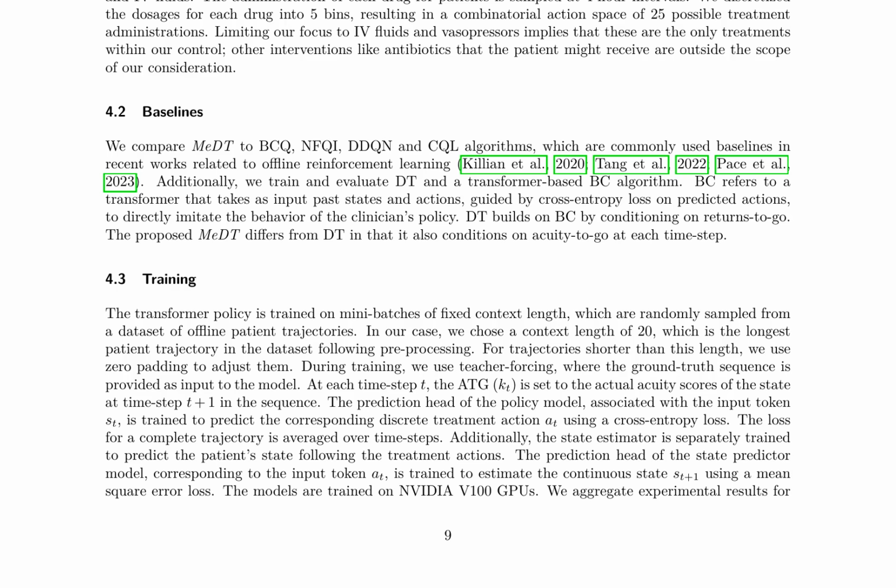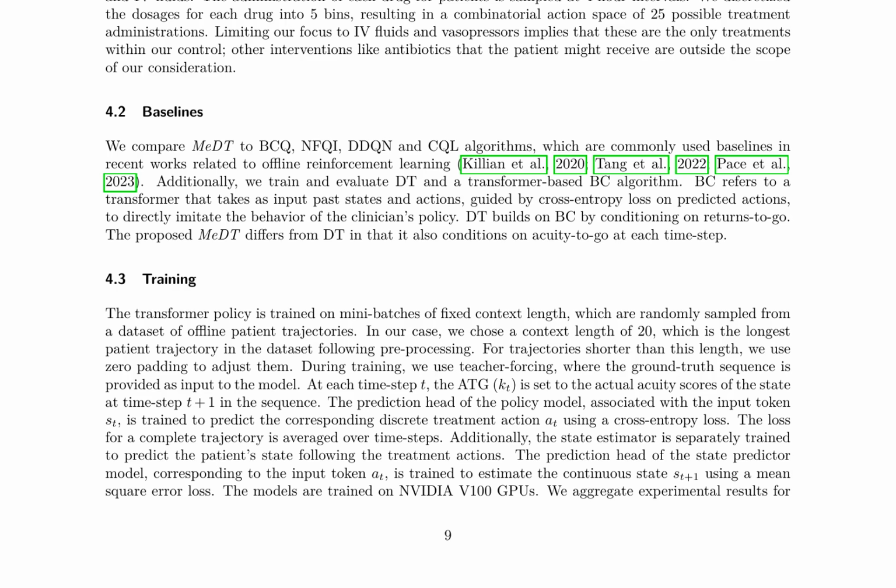The prediction head of the policy model is trained to predict the corresponding discrete treatment action using a cross-entropy loss. The loss for a complete trajectory is averaged over time steps. The state estimator is separately trained to predict the patient's state following the treatment actions. The prediction head of the state predictor model is trained to estimate the continuous state using a mean square error loss. The models are trained on NVIDIA V100 GPUs. Experimental results are aggregated to evaluate the performance of MeDT and the baselines.